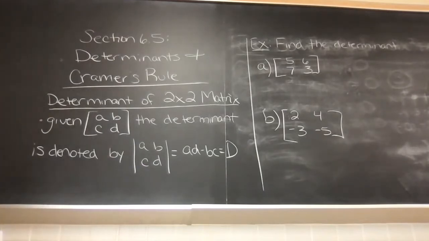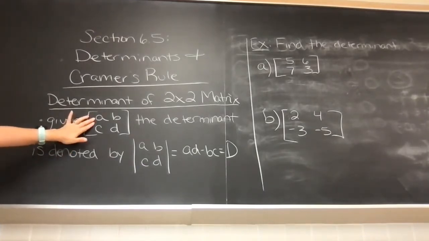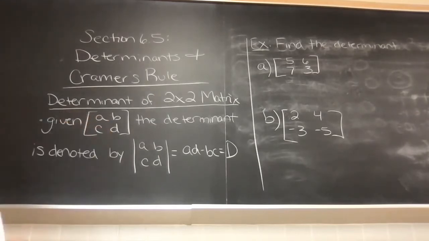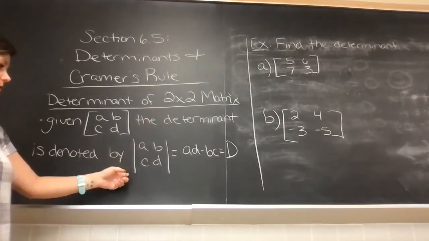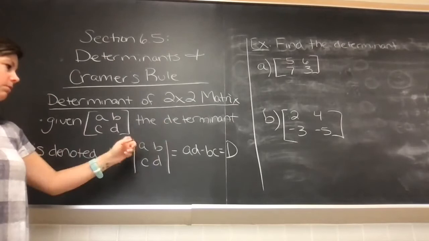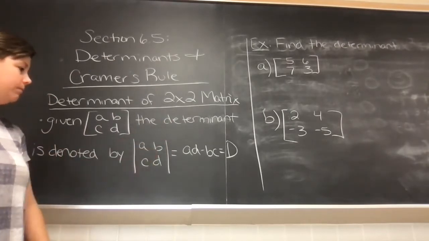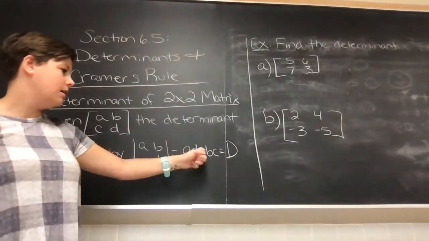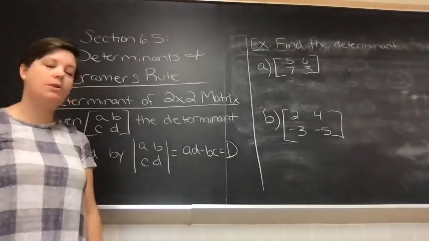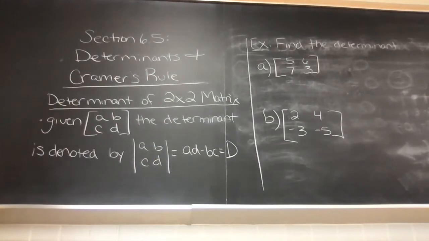So given a regular 2x2 matrix with A, B, C, and D, the determinant is denoted by vertical bars instead of the matrix brackets. We usually say vertical bars with the entries in there. And what is it? The determinant is AD minus BC. And we usually denote the determinant with a capital D.